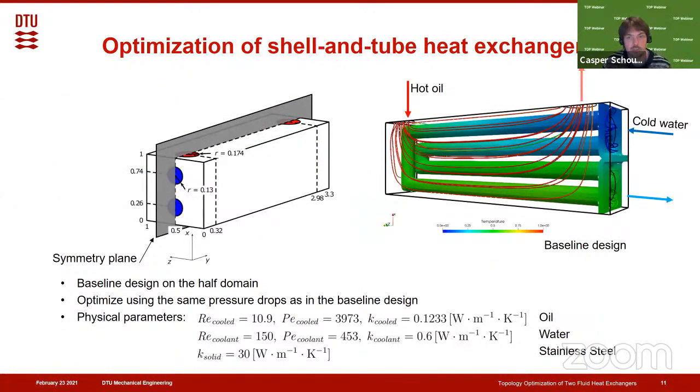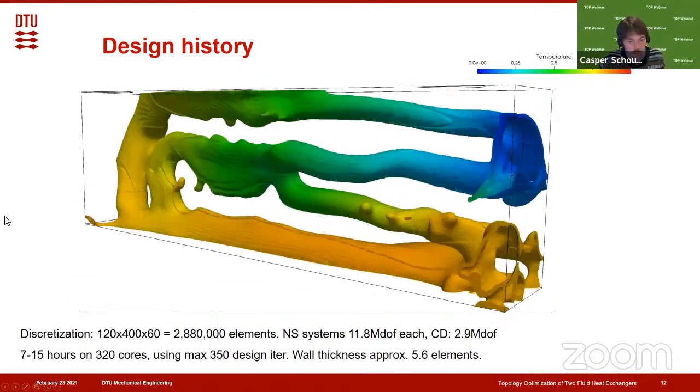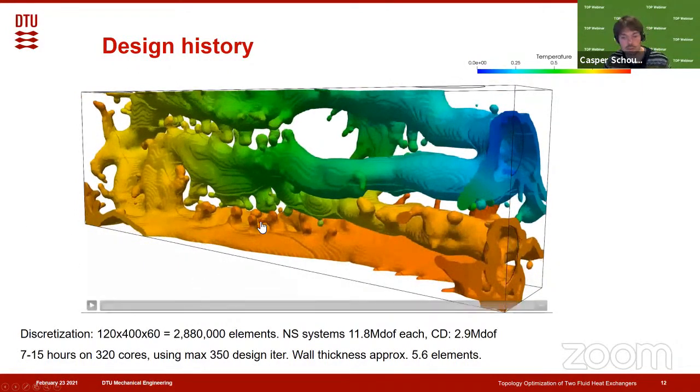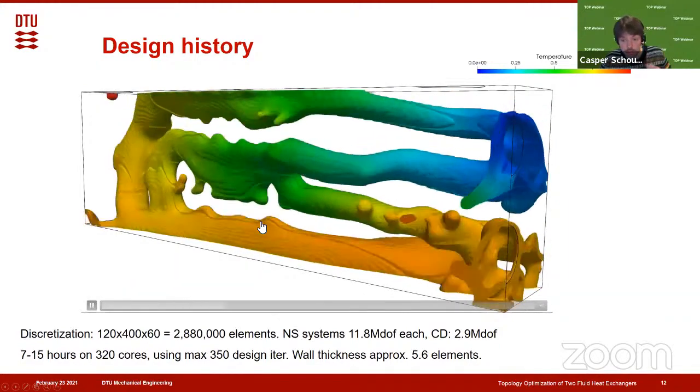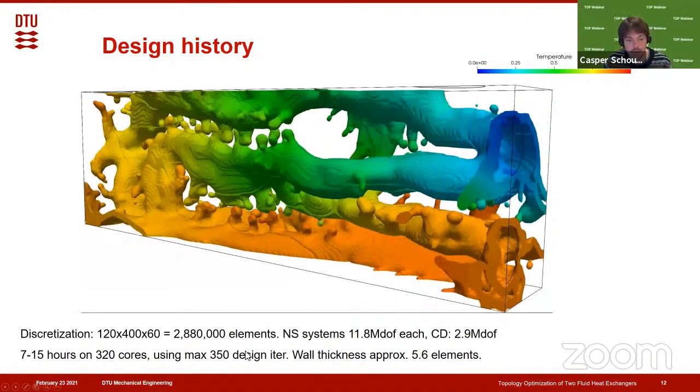So now to the more interesting three-dimensional part, where we optimize a shell and tube heat exchanger. We get hot oil in, flowing around the pipes and getting out, and likewise there's cold fluid entering and flowing in some pipes in this baseline design. We have oil and water and stainless steel, and we would like to make an optimized heat exchanger using the same pressure drop. This is doable, and in this case we solve a system with approximately 12 million degrees of freedom for each of the Navier-Stokes systems, and 3 million degrees of freedom for the convection diffusion. It takes 7 to 15 hours on 320 cores if we use a maximum of 350 design iterations.